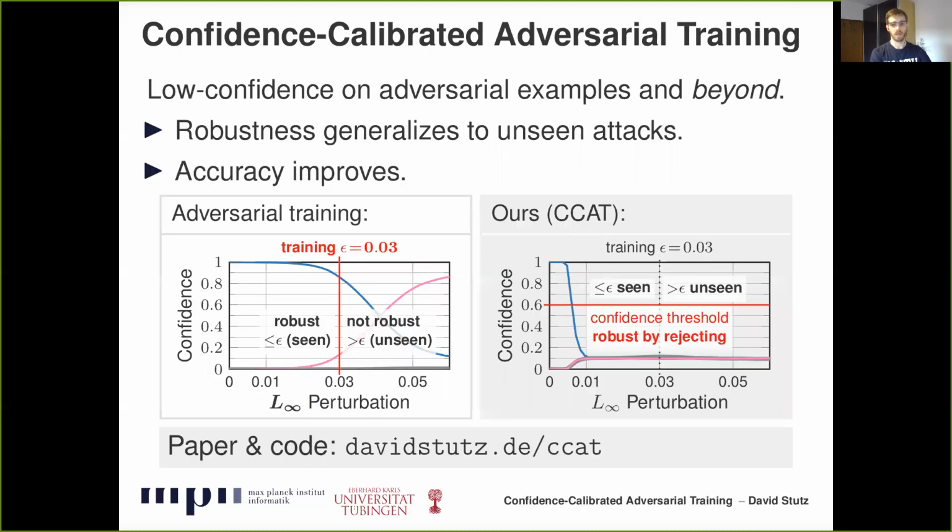So overall, I presented a new approach based on adversarial training to obtain robustness against various different threat models. And to this end, we train a model to assign low confidence to adversarial examples. And by extrapolating this behavior beyond the epsilon values during training, we also obtain robustness against previously unseen attacks. And additionally, we found that accuracy improves, and we also test our model against various unconventional threat models. So if you're interested in the work, check out the webpage or get in touch.